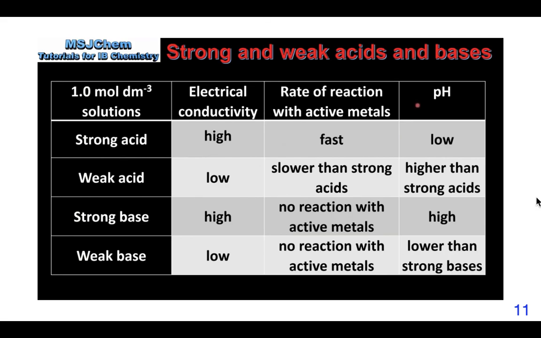And finally, we have pH. For a strong acid, the pH will be low. For a weak acid, it will be higher than a strong acid. For a strong base, the pH will be high, but for a weak base, the pH will be lower than a strong base.